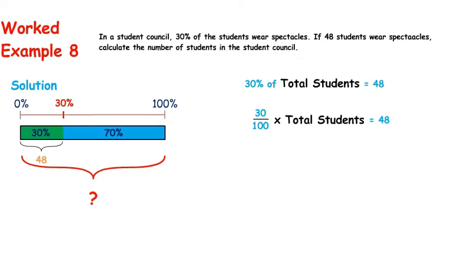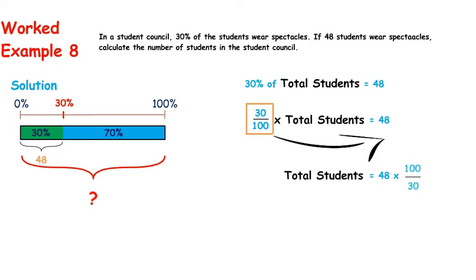We will shift 30 out of 100 to the left-hand side, to find the total students. Now, total students equals 48 times 100 out of 30. 10 into 3, 30. 10 into 10, 100. 48 times 10 out of 3. 3 into 1, 3. 3 into 16, 48.